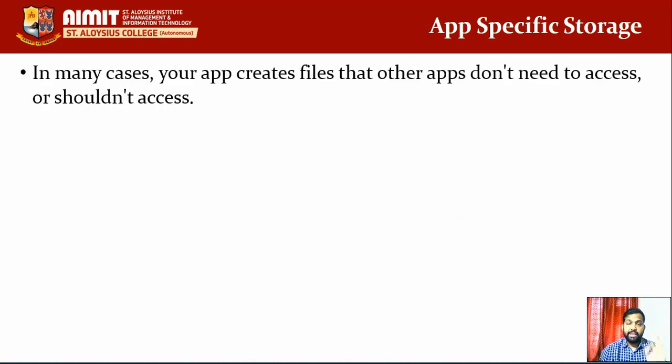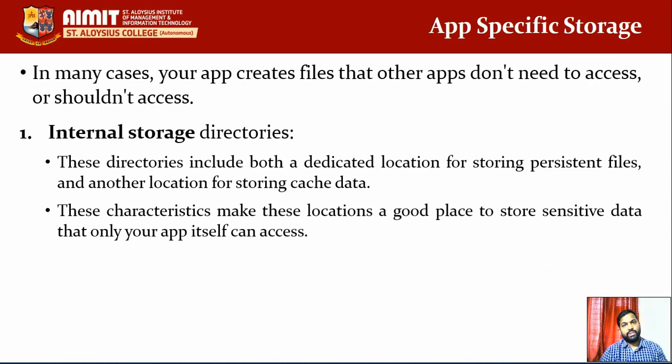Number one, if your app wants to create a file which no other app will be accessing or should access, then you will use the internal storage directory. These directories include a dedicated location for storing your files and another location for storing cache data. I hope you know what cache data is, so we'll leave it like that.